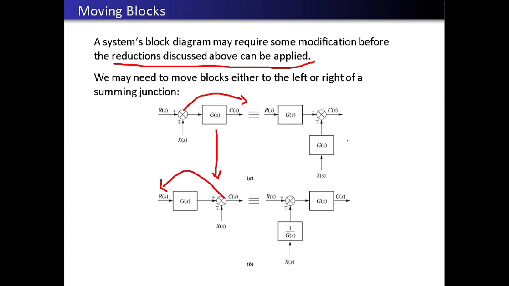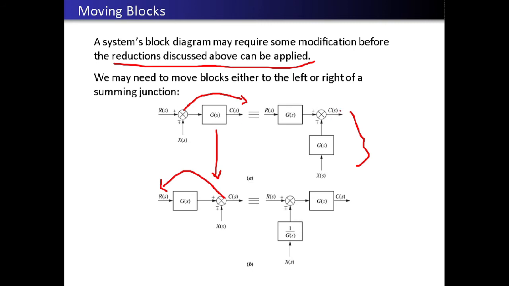Okay, now I am not going to prove how we come to this point, but this is very easily understandable. But you have to remember: if you find the value of C of S, it will be G of S multiplied by whatever the input is. So the input in this case will be R of S plus or minus, here it is minus or plus, that is R of S minus or plus X of S.